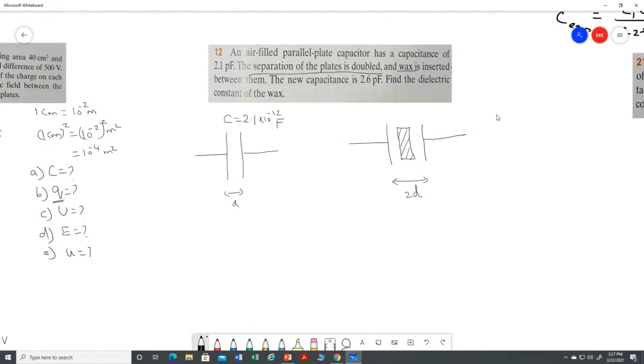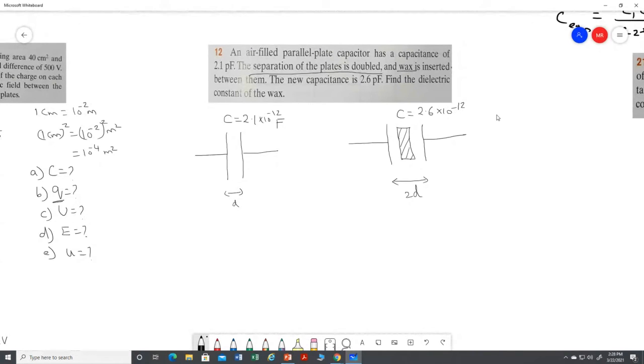Now after you put this wax in between, what is your capacitance value? My capacitance value is 2.6 picofarad. See, when you put any dielectric material in between the plates, the capacitance value will increase. We studied that just before. Am I right? But you can see the value here. Before you put the wax, my value is 2.1 picofarad. But after you put the wax, what is my value? It is increased. So whenever you insert any dielectric material in between the plates, you will get a higher value.